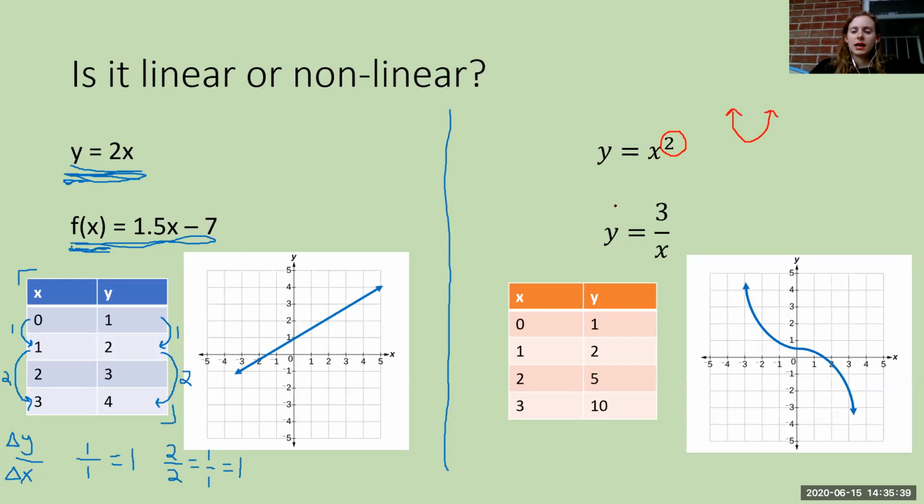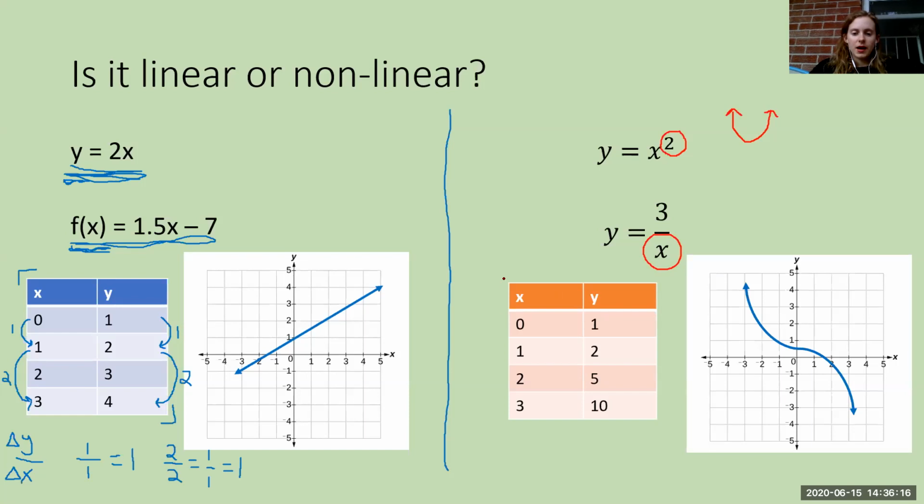All right, what about this second equation here? So y equals 3 over x. How do we know that this is nonlinear? Well, we know it's nonlinear because our input variable is in the denominator of a fraction. So again, if we were to make this into a graph, this would not be a straight line. It would not be a straight line that passes the vertical line test. So we wouldn't be able to call it a linear function. So this is a nonlinear function here.